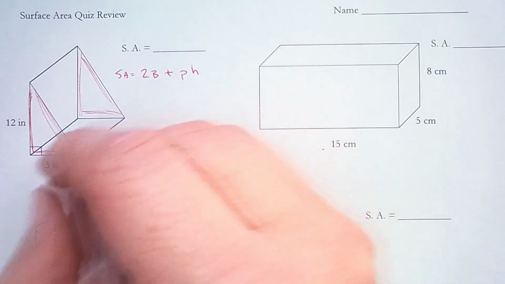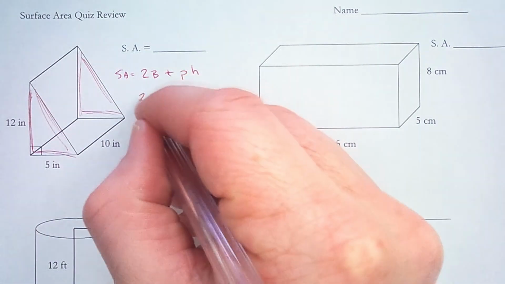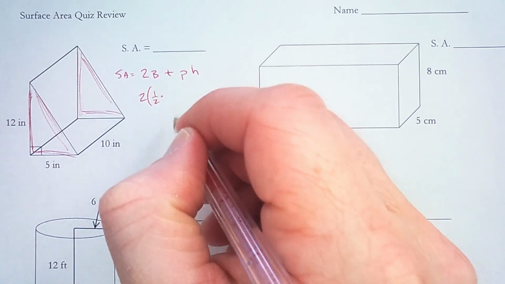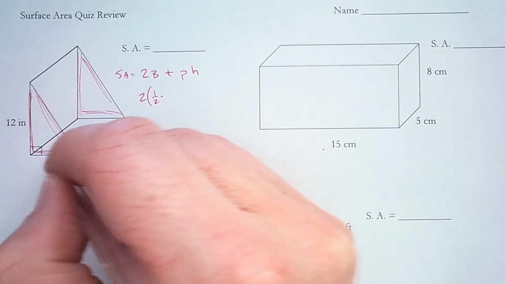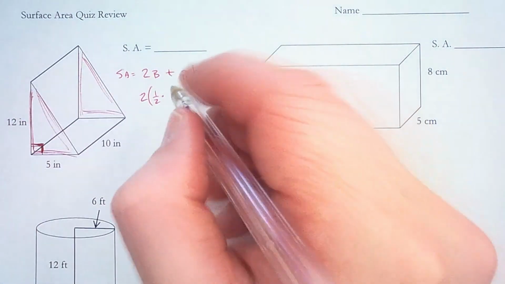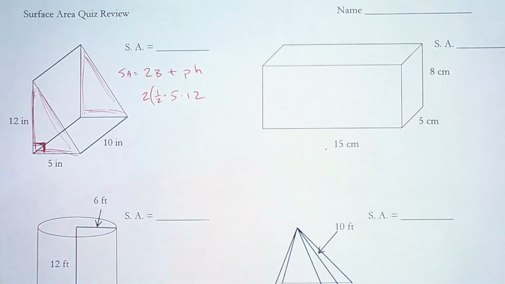So for the area of the base, this is a triangle. So it's 2 times the area of a triangle, which is half times base times height of the triangle. Base and height of a triangle are perpendicular to each other. In this case, that is 5 and 12.